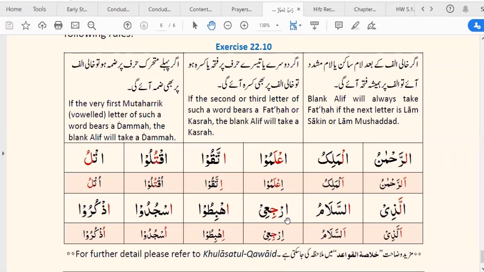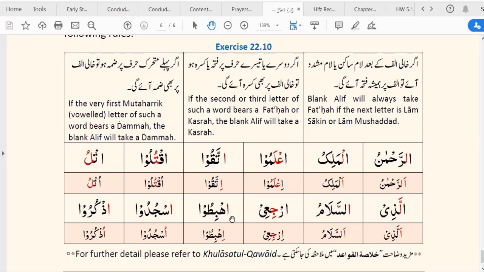So could you read this example, please? Irji'i. Beautiful. And talk me through this one. Ihbitu. Good. And can you explain? You recited perfectly, but can you explain it? The first letter has a sukoon on it, so we leave it alone. And then the second letter has a kasra in it, and so the alif is going to have a kasra on it. I think you explained better than me, mashallah.